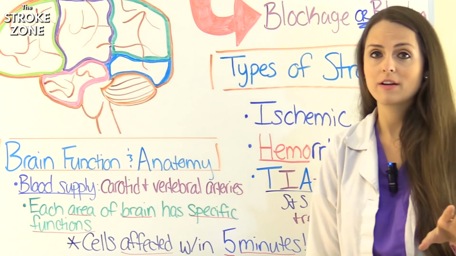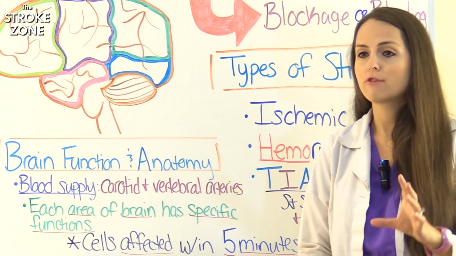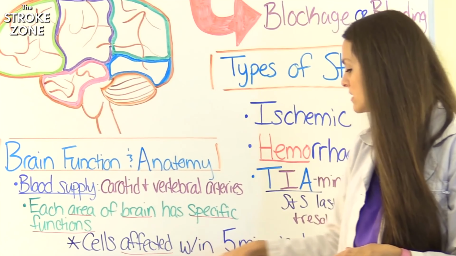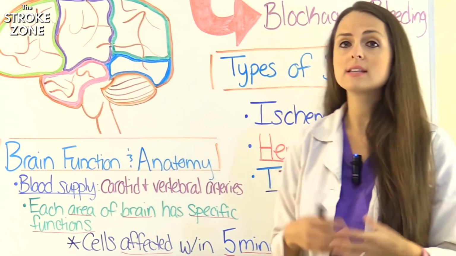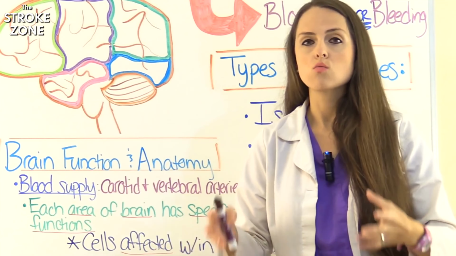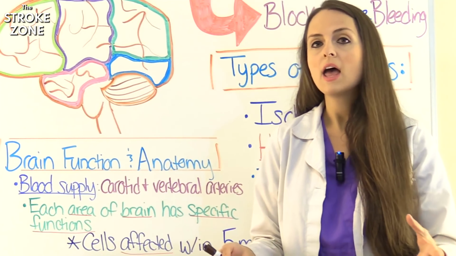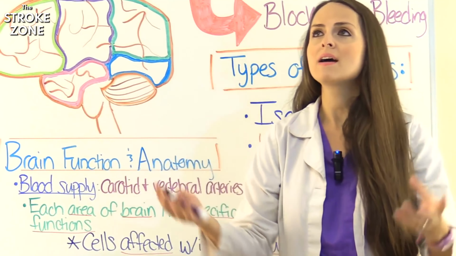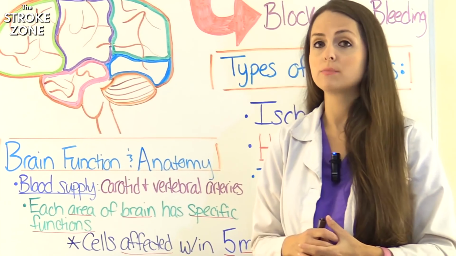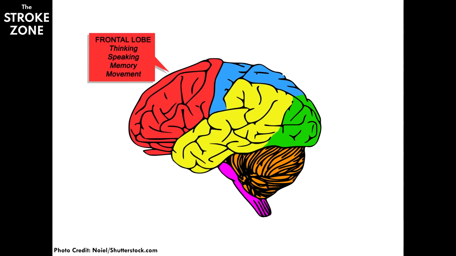Now, brain cells are super sensitive. They cannot go very long without that fresh, rich, oxygenated blood. And within as little as 5 minutes, these brain cells start to become affected. And the longer they go without that rich, oxygenated blood, the more affected they become, they can die, and it can be irreversible. There's no replacing those brain cells. So now let's look at the brain, and let's look at each section and see what its function is.